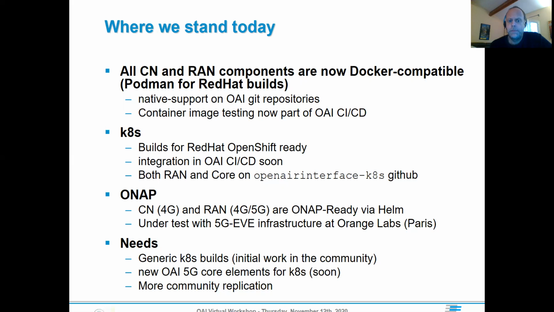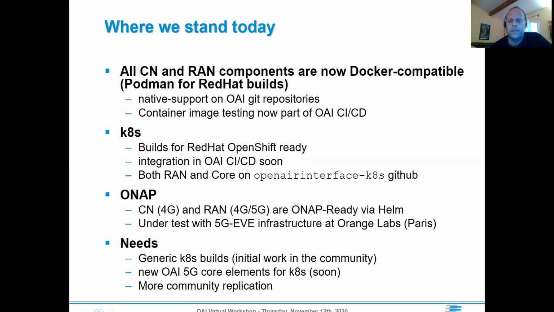With respect to ONAP, today the core network, the 4G core network, and the 4G and 5G radio access network components are ONAP ready. So we put the necessary Helm charts together so that you can deploy OpenAirInterface in an ONAP environment. And this is something that's under test with the 5G EVE infrastructure at Orange Labs in Paris. And I'll talk a little bit about that afterwards.